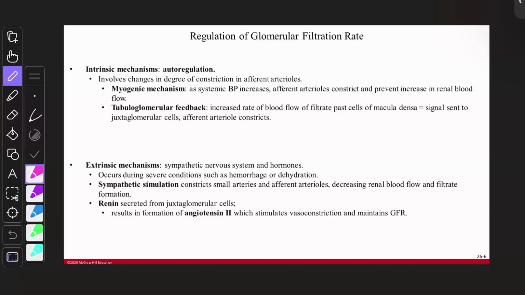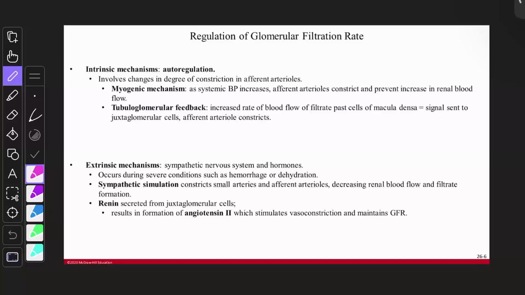Okay, so the kidney's going to detect this issue in one of two ways. Okay, and I want you to think back and remember the macula densa and the juxtaglomerular cells that we talked about, right? The juxtaglomerular apparatus, because they're going to come into play here. So the first thing that we need to talk about is the myogenic mechanism. And that happens when the afferent arterioles detect an increase in systemic blood pressure.